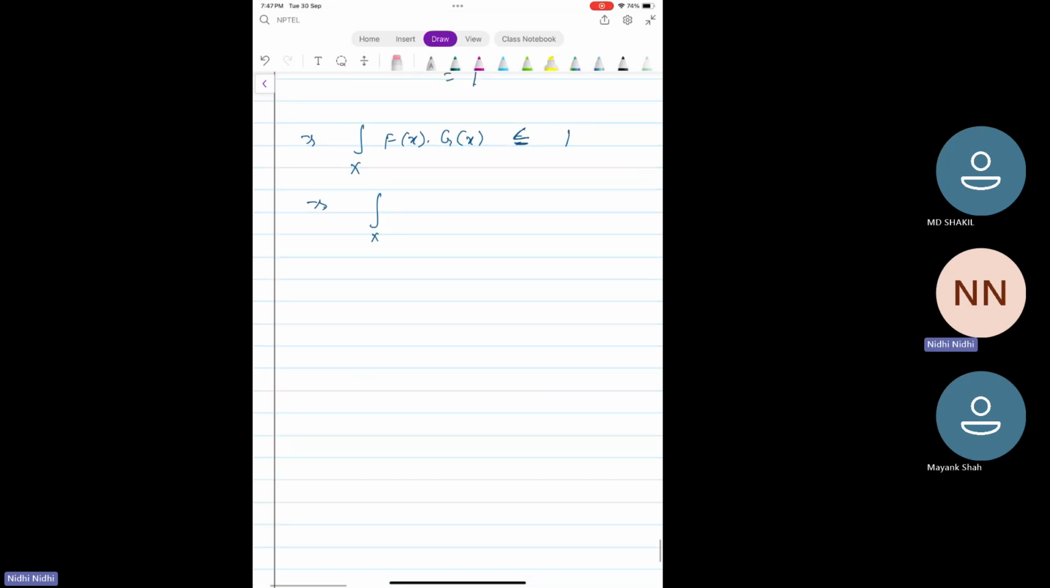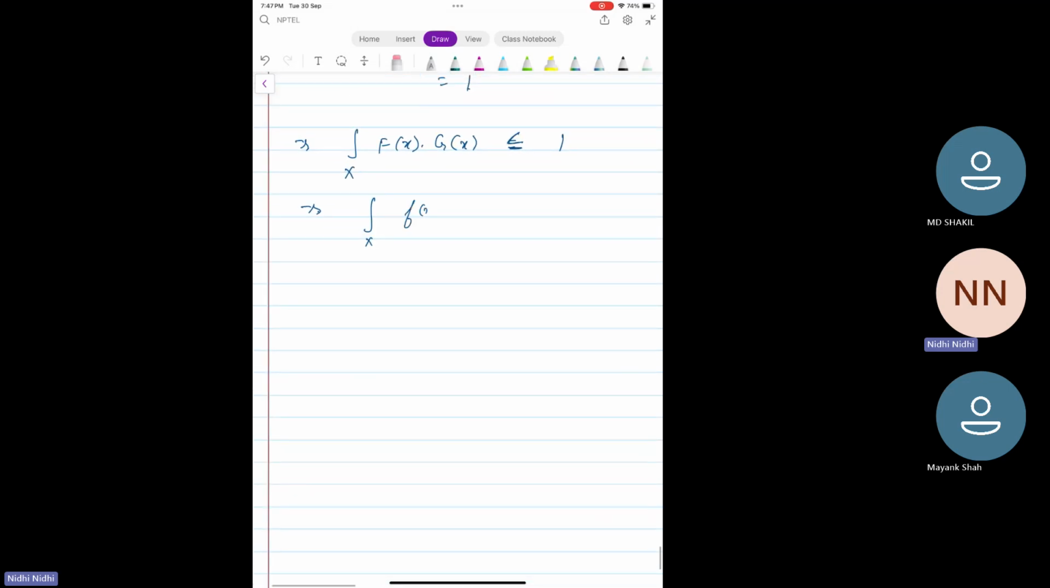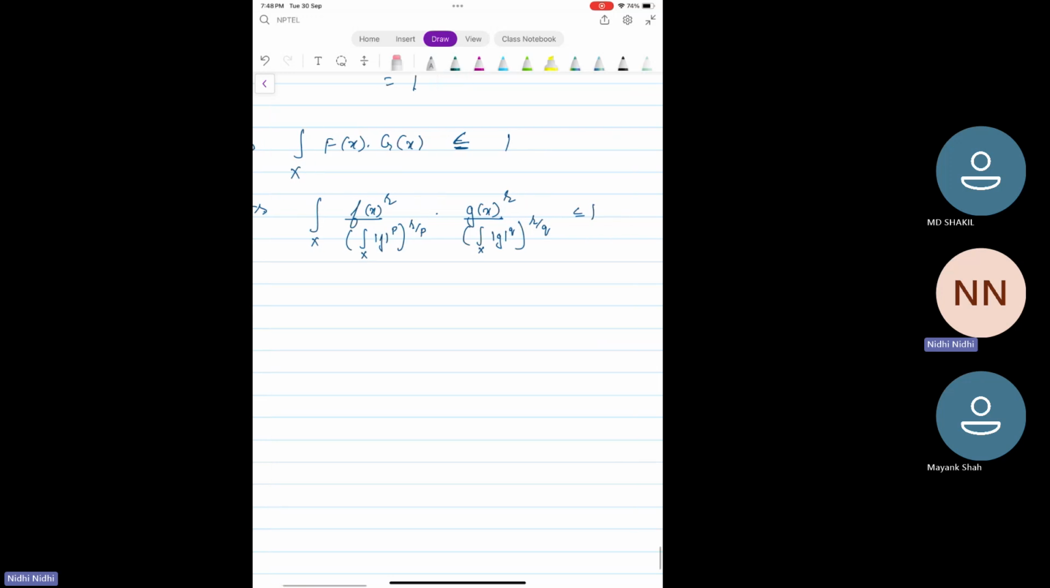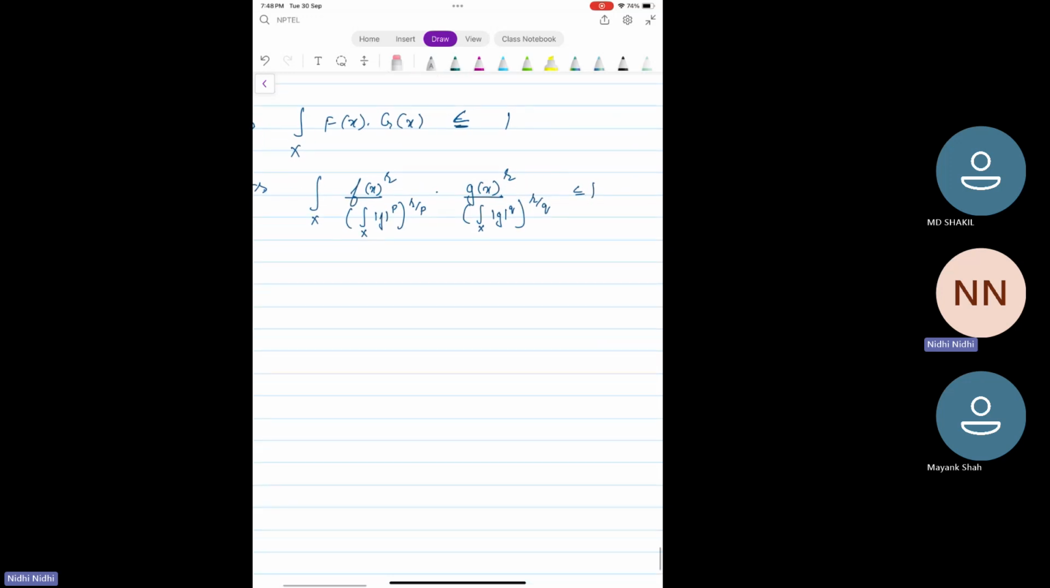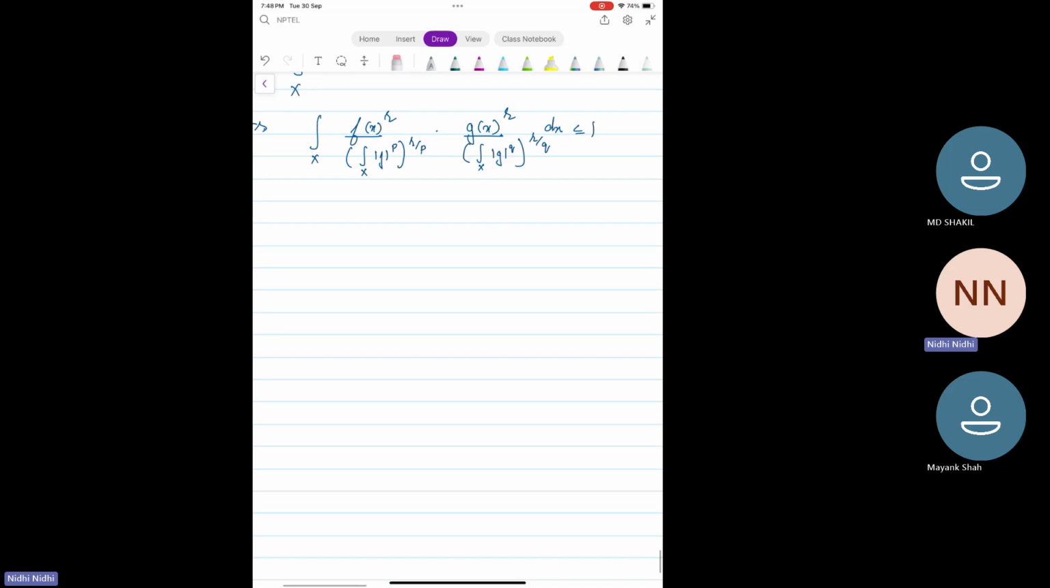So this is f(x) to the power r upon the integral over x of mod f to the power p, whole to the power r by p, and this is g(x) to the power r upon the integral over x of mod g to the power q, to the power r by q, and this is less than or equal to 1. Now this denominator term is independent of x. We can take this outside, and since everything is positive, we can just cross multiply.